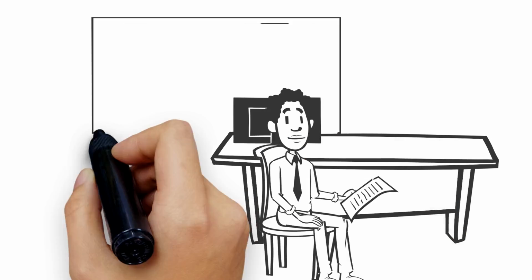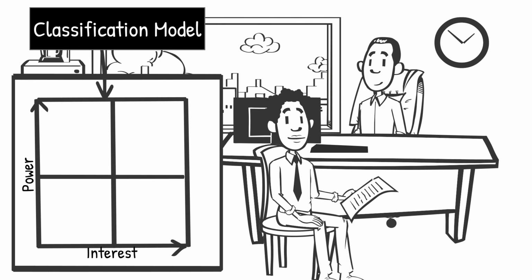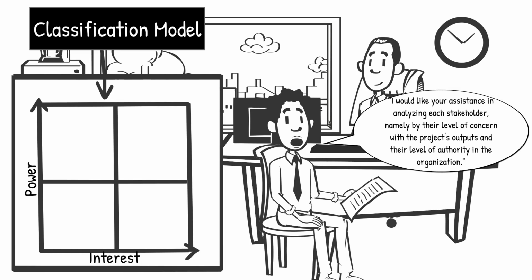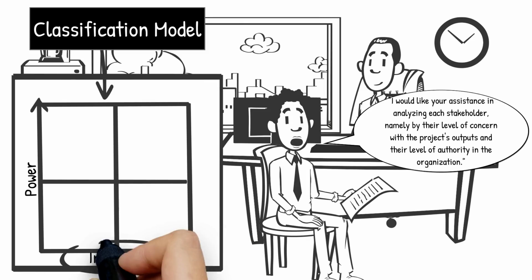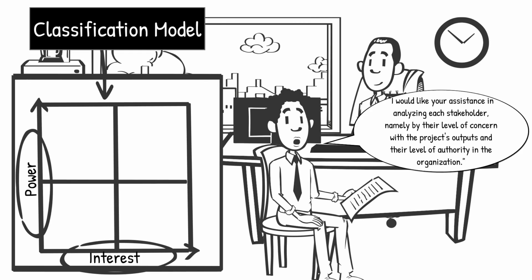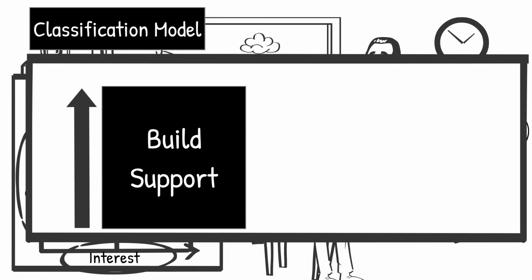Having fleshed out the list into a well-developed register, John met again with the sponsor. Prepared with a basic classification model, John led with a simple and direct request. "I would like your assistance in analyzing each stakeholder, namely by their level of concern with the project's outputs and their level of authority in the organization. I aim to use this understanding to develop strategies that will help us build support and lower the risk of issues."